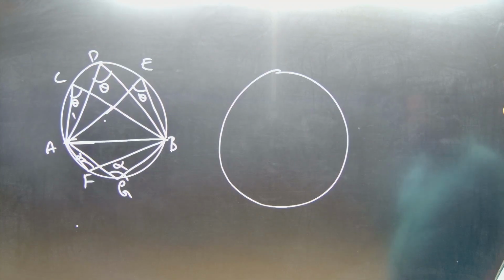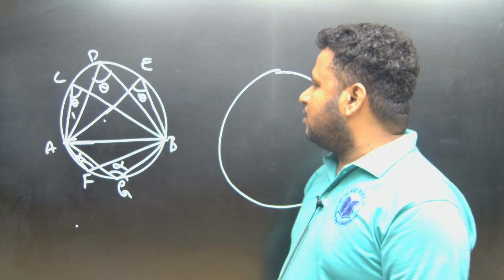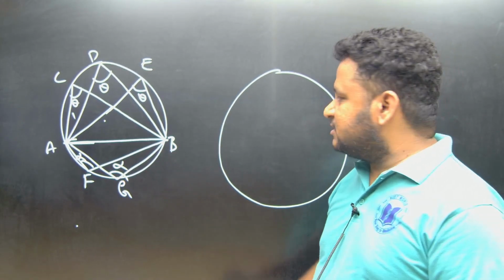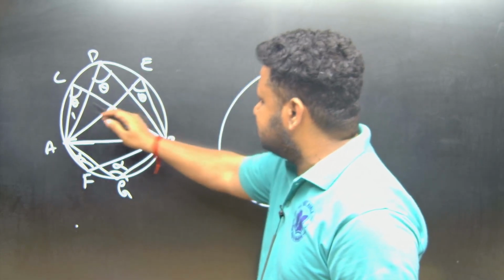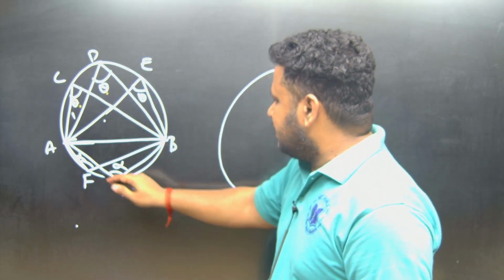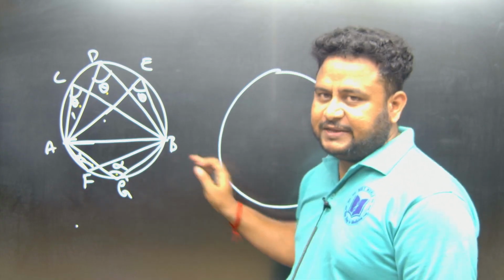Next, another thing I told you, towards the same side of the chord, if you are making angles at the circumference by both ends of the chord, then all those angles will be equal. This is θ and this is also θ. And if you are drawing to the other side of the chord, this will be α, this will be α, like that they will be equal.